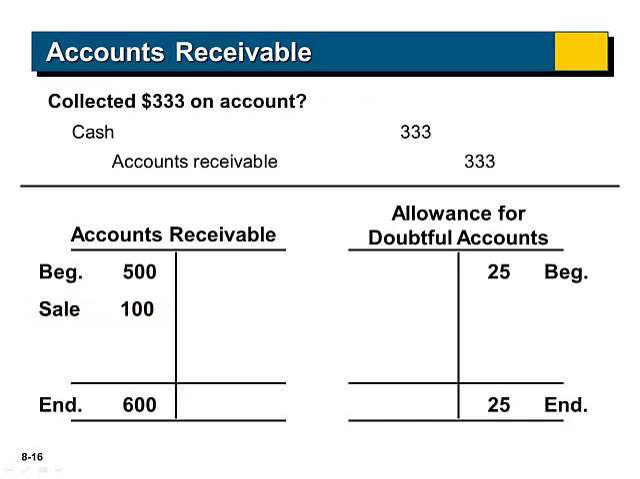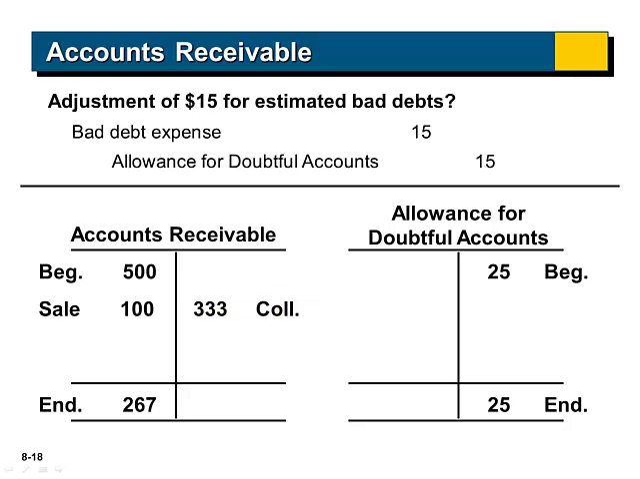Now let's say you collect $333 on account. So someone walks in and says, I'm paying off my bill, I owe you $333, and here it is. So you debit cash for $333, and you would credit accounts receivable for $333. So now your accounts receivable balance has been reduced down to $267, and again, your allowance hasn't changed at all. Now let's say we need to make an adjustment to our allowance for doubtful accounts. We think that for the $267 of accounts receivable out there, $25 of an allowance is not big enough.